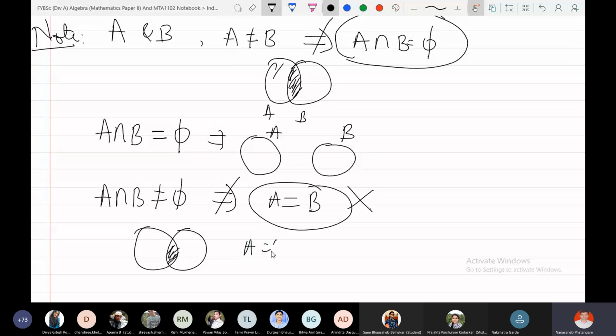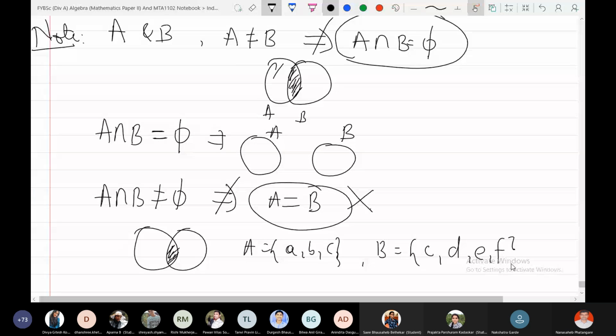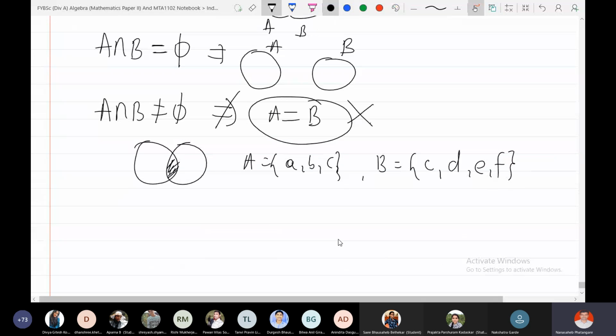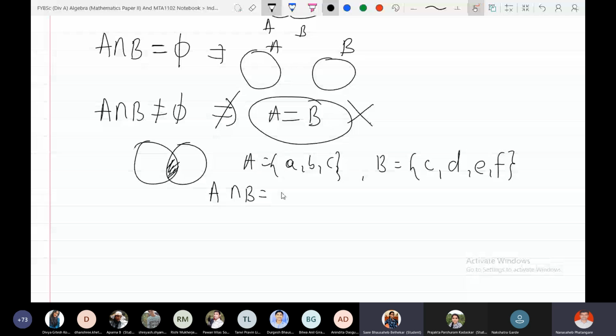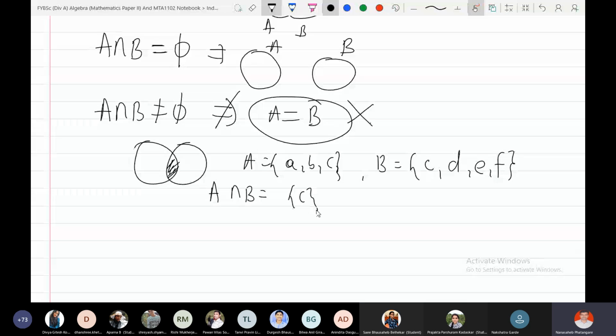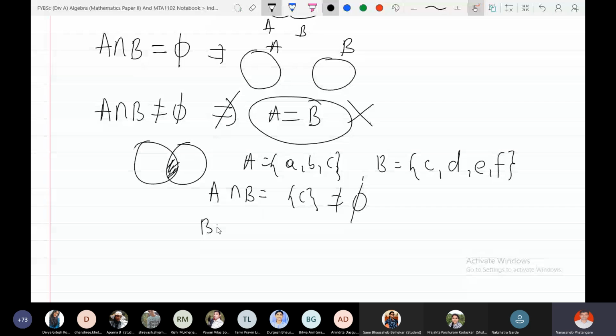Let us take a particular example. This is my set A: A, B, C. And this is my set B: C, D, E, F. Now, what is the intersection of A and B? A intersection B is C, a single element, and this is non-empty. But A is not equal to B. These are very elementary ideas about sets, so you can think over it.